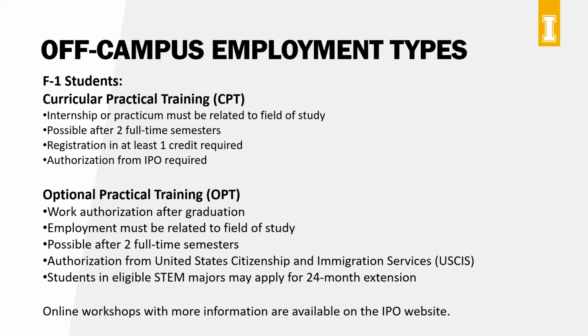OPT is for students preparing for work authorization after graduation. The employment must be related to the student's field of study, and students are not eligible for OPT until they've been enrolled at least 2 full-time semesters. This authorization must be approved by USCIS. Students in eligible STEM majors may apply for a 24-month extension. More information about CPT and OPT is offered in online workshops on the IPO website.